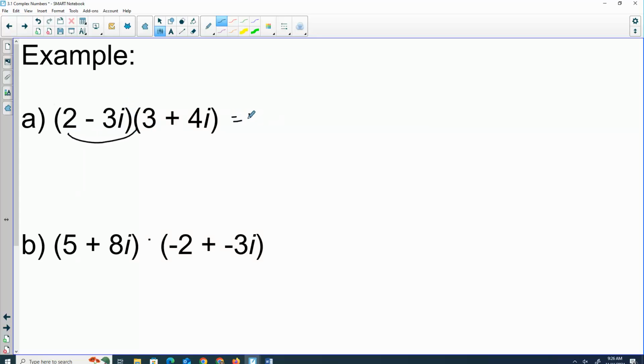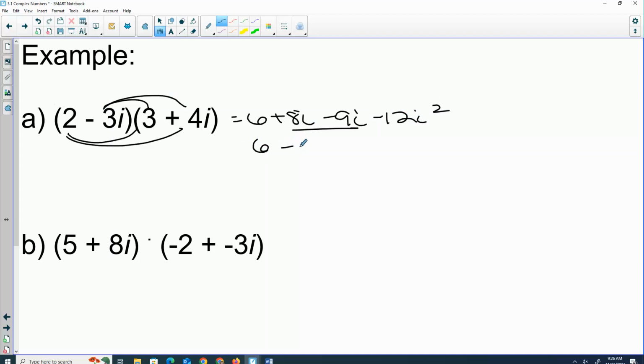So if we FOIL, we get 6 plus 8i minus 9i minus 12i squared. That's -i. -12i squared is positive 12. So we get 18 minus i.